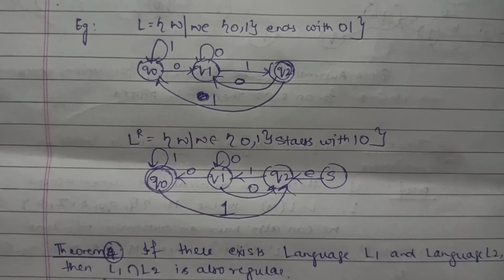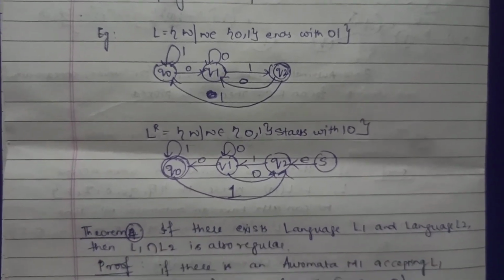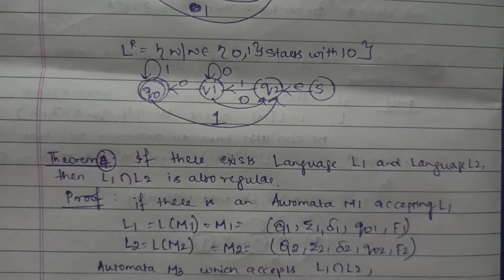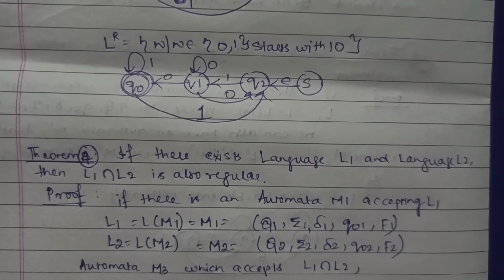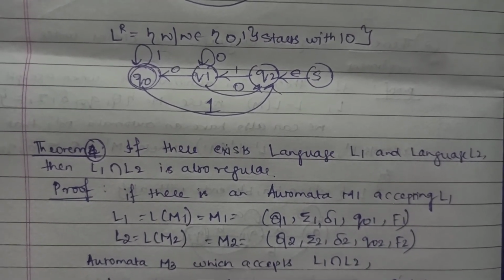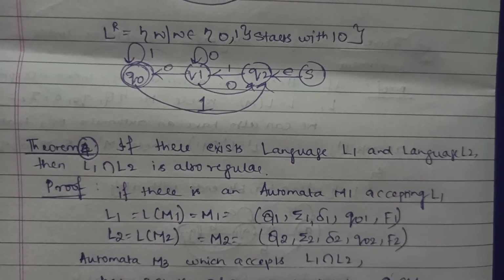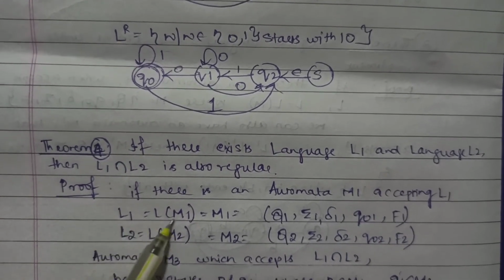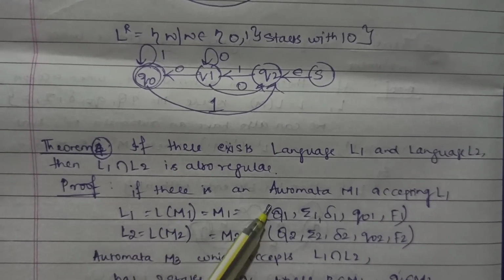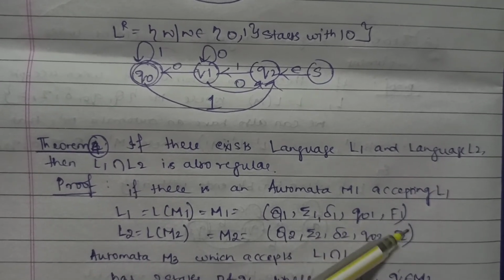Now coming to theorem 4. Suppose you have languages L1 and L2. Then you can say that L1 intersection L2 is also a regular language. Suppose you have a language L1 that is accepted by M1, represented like this: M1 is equal to Q1, sigma 1, delta 1, Q0 1, F1.